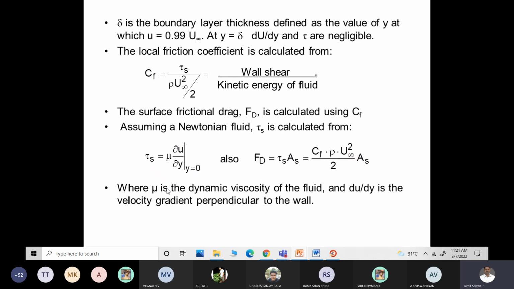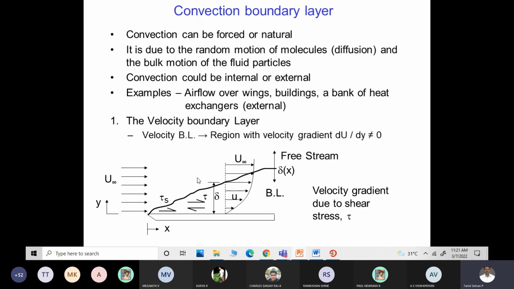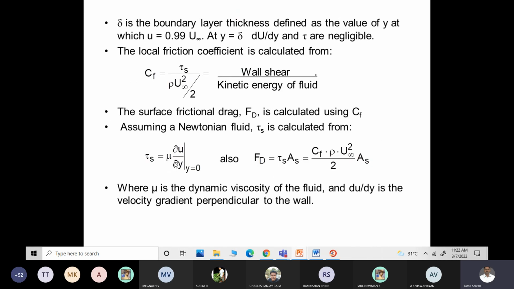And tau s at y equal to 0 is mu into dou u by dou y at y equal to 0. You may ask what is y? This is the x axis and this is the y axis. At this point, at y equal to 0, tau s is equal to mu into dou u by dou y at y equal to 0, where mu is again the dynamic viscosity of the fluid.